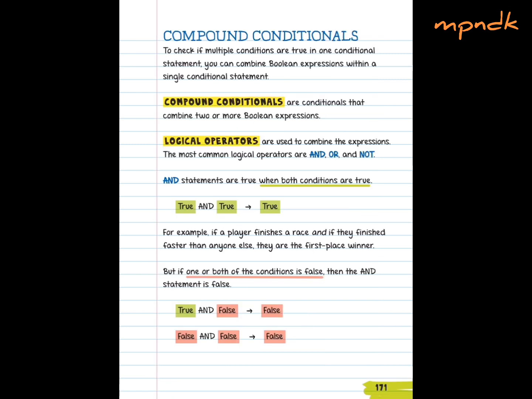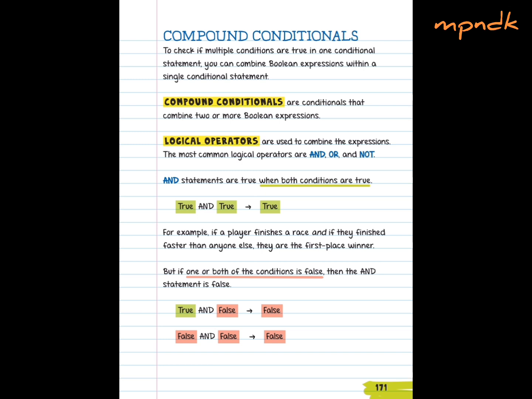Compound conditionals. To check if multiple conditions are true in one conditional statement, you could combine Boolean expressions within a single conditional statement. Compound conditionals are conditionals that combine two or more Boolean expressions. Logical operators are used to combine the expressions. The most common logical operators are AND, OR, and NOT. AND statements are true when both conditions are true.